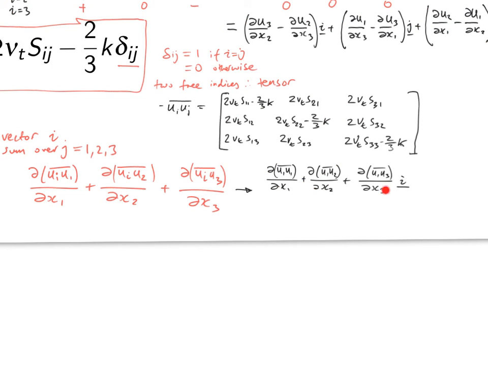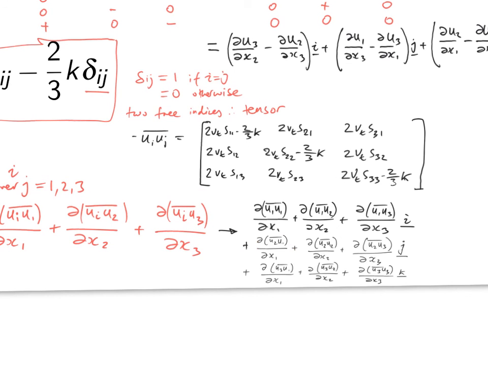So this is what it would look like in the i direction, and also in the j direction and the k direction. And these are actually terms of the Navier-Stokes equations, both in the x, y and z directions. Okay, and that's it.